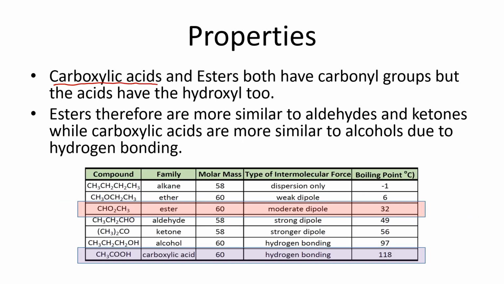Carboxylic acids and esters are both pretty polar because of the carbonyl groups that they both have. But the acids are a little more so because of the hydroxyl group, the hydrogen on the end there. So if you're comparing molecules with a similar molar mass, the one with the carboxyl group will have a much higher boiling point than the one that just has an ester linkage in it. So an ester is polar, definitely more so than an alkane of a similar weight, but not nearly as polar as that carboxyl group.